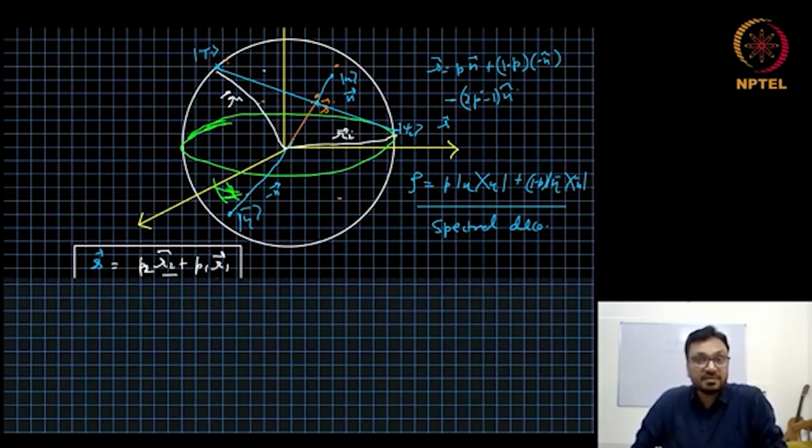Now, how many such lines can we find which pass through rho in this sphere? The answer is infinitely many. We can draw basically any line which passes through rho and cuts the sphere at two places, and we will get a decomposition for the density matrix. If this line happens to pass through the origin also, then we get a very special case, the spectral decomposition.